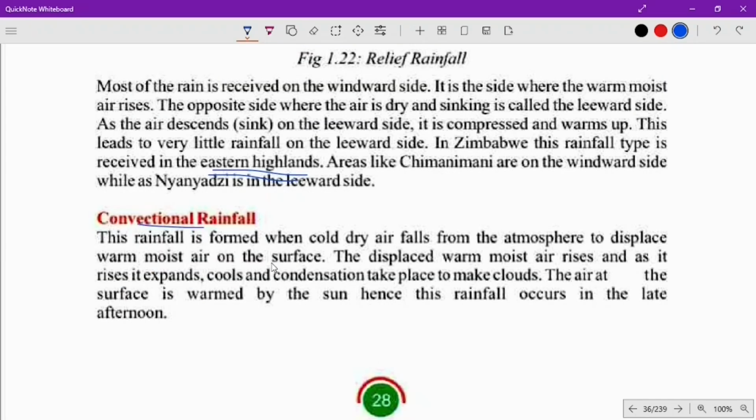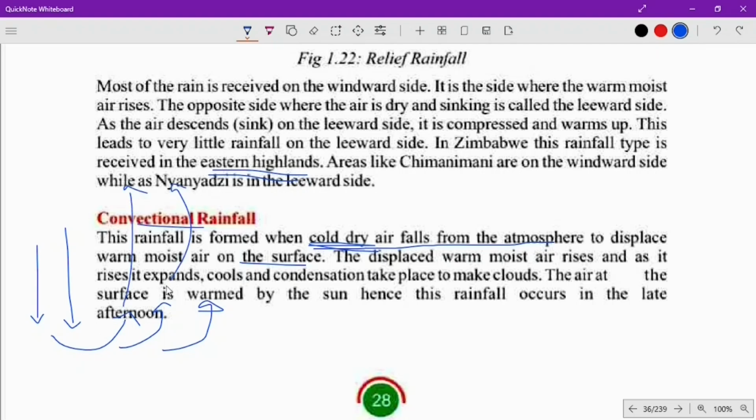So this rainfall is formed when cool or cold dry air falls from the atmosphere to displace the warm moist air on the surface, right? So we have cold dry air in the atmosphere that will fall down, and when it falls down, cold air is heavy. Cold air is heavy. So this cold dry air, since it is heavy, it is going to displace all the warm moist air on the ground. When this happens, the warm moist air is forced to rise.